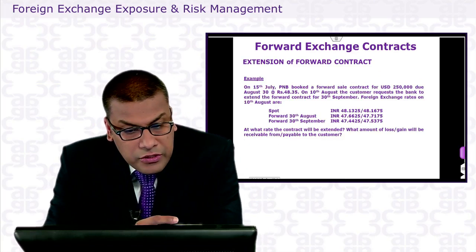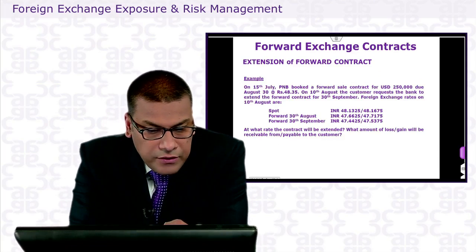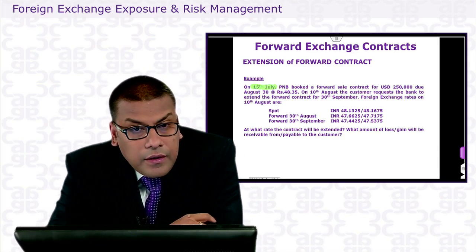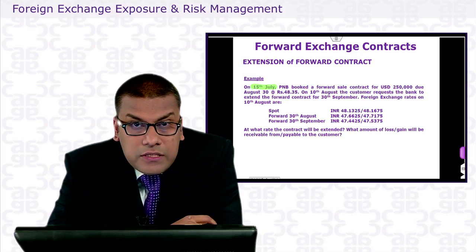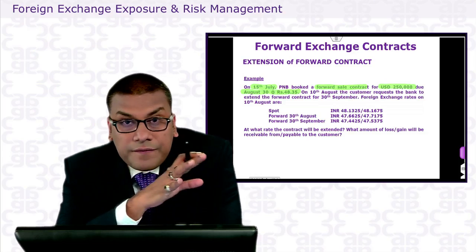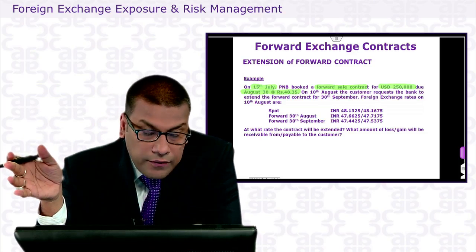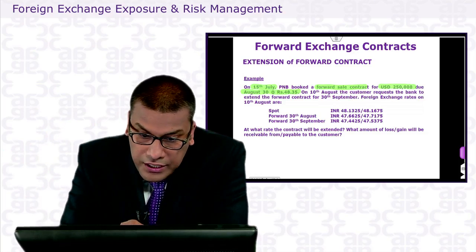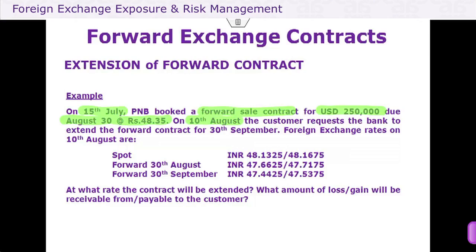this example is for extension of a forward contract. So in this case, on 15th of July, a bank is booking a forward sales contract of a customer. There is a forward sale contract booked for USD 2,50,000, which was due on August 30 at 48.35 a dollar. Okay, so this was on 15th of July, maturing 30th of August. Now 20 days before maturity, that means on 10th of August, the customer requests the bank to extend the forward contract for a month, that is to 30th September expiry now.